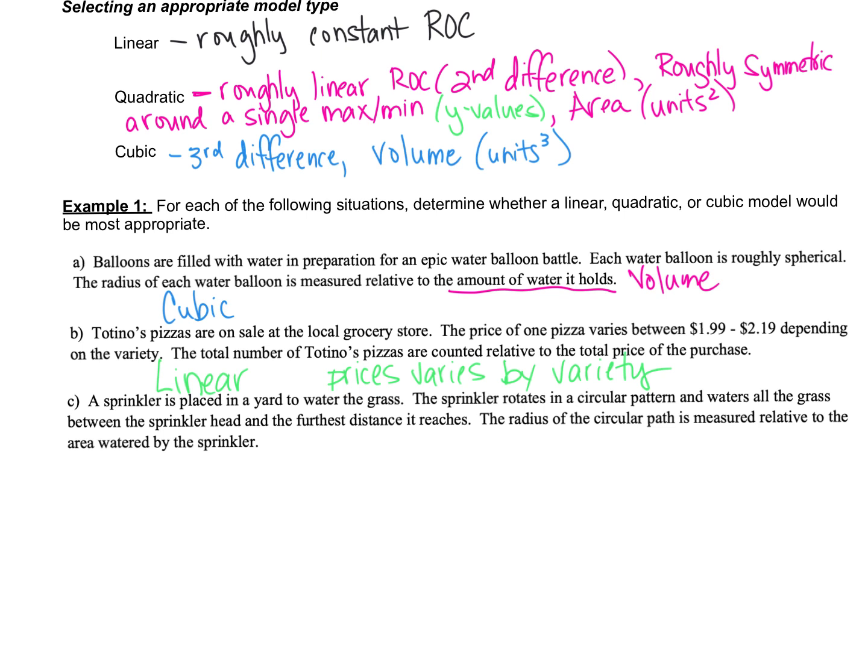And then finally, look at the last one. Sprinklers placed in a yard to water the grass. It rotates in a circular pattern and waters all the grass between the sprinkler head and the furthest distance it reaches. The radius of the circular path is measured relative to the area watered by the sprinkler. What do you think? It is quadratic, okay? Area was our big indicator there.